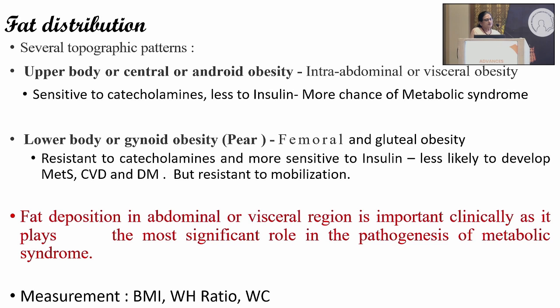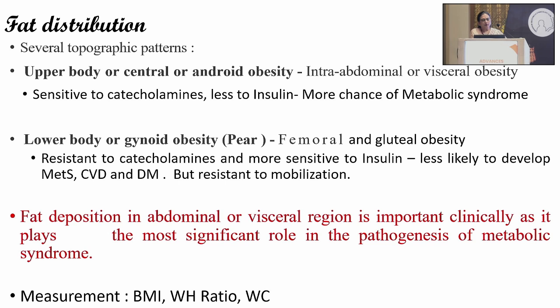Now, fat distribution. You all know that there are several topographic patterns. You have an upper body or central or android obesity, which is actually an intra-abdominal or visceral obesity, and they are sensitive to catecholamines but not much to insulin, so you have more chance of metabolic syndrome. That's what we are all worried about.